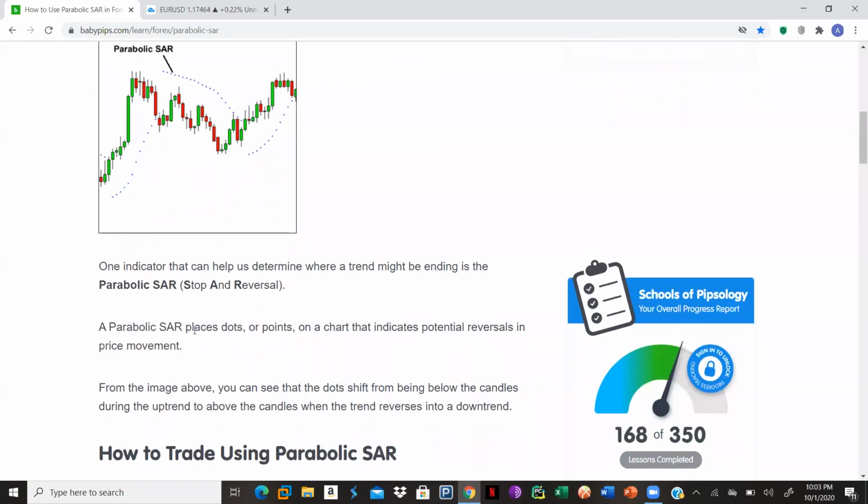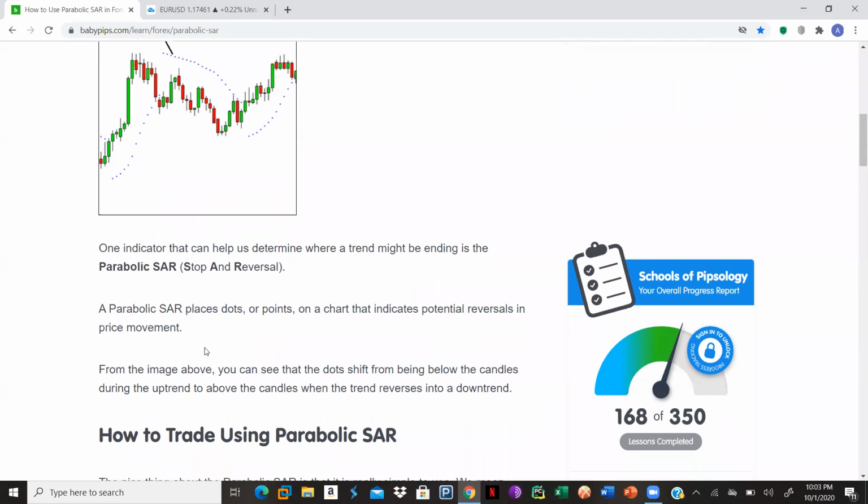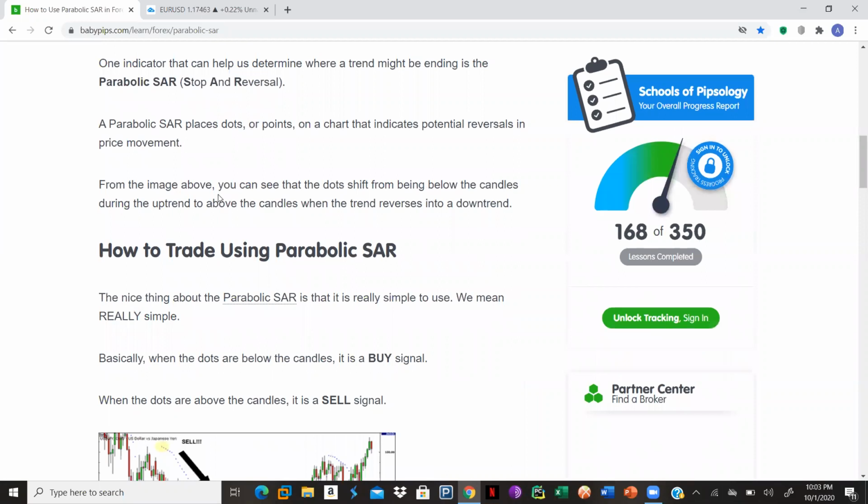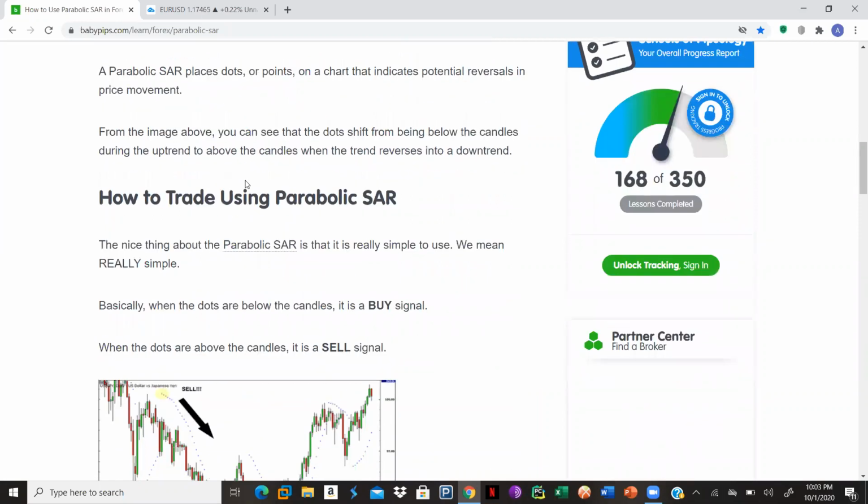So here, a parabolic SAR is composed of dots or points on a chart that indicate potential reversals in the price movement. So we have an image down here. Before we go to the image, we have how to trade.